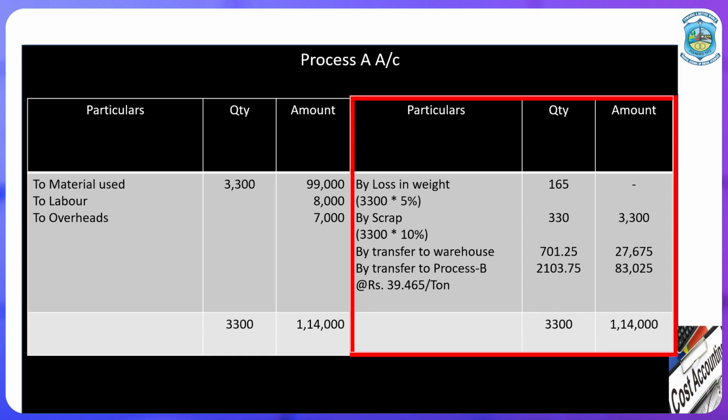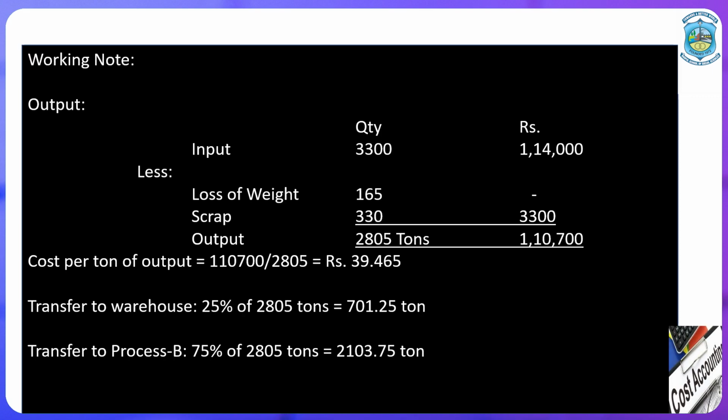I can show you the working note for it. Here is the working note. As we can see, the total input was 3300, out of which 165 is loss of weight. So, we have to deduct it, and scrap is 330. So, the remaining quantity, or remaining tons available for us, is 2805 tons.